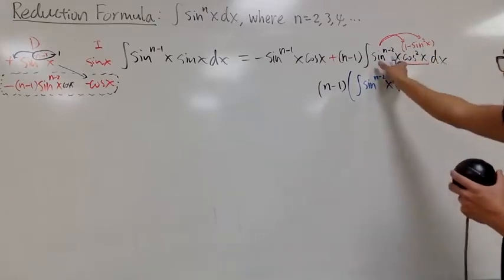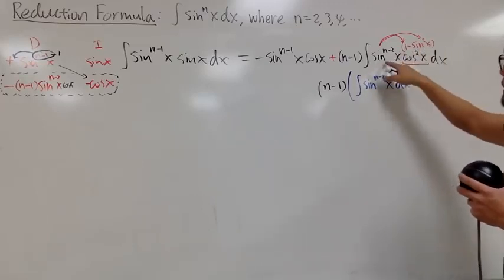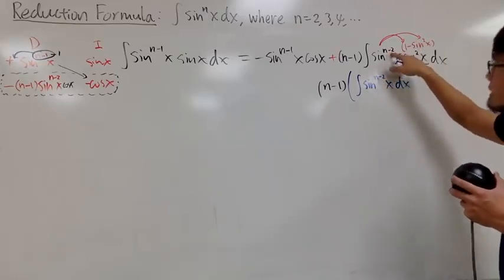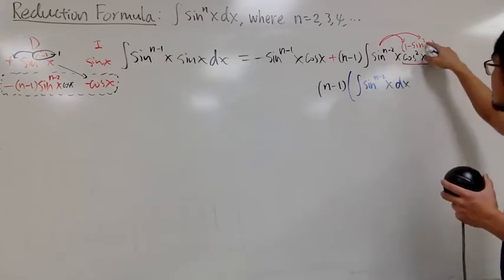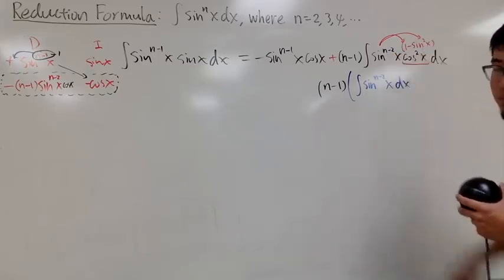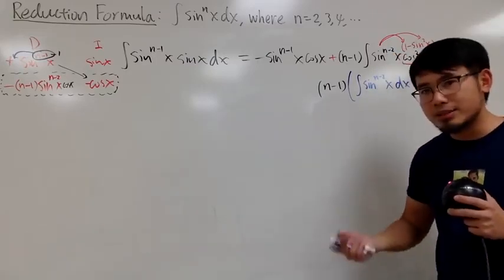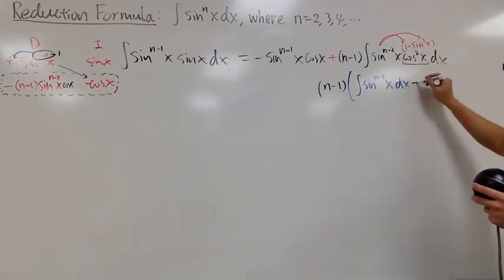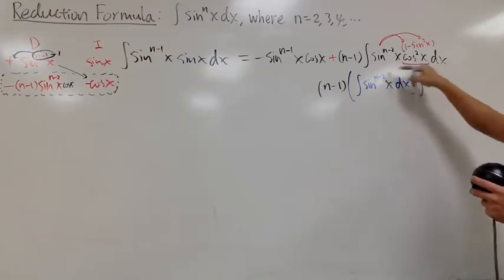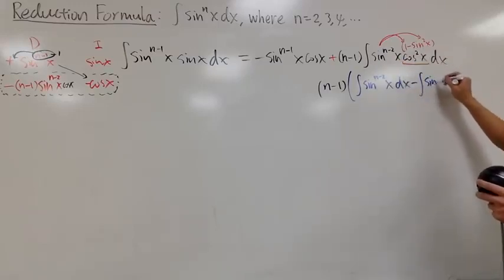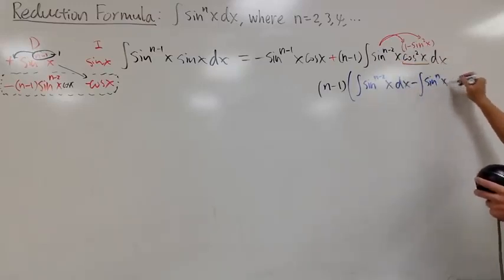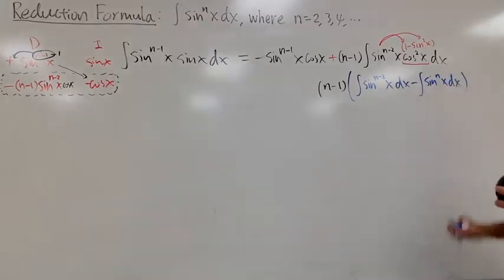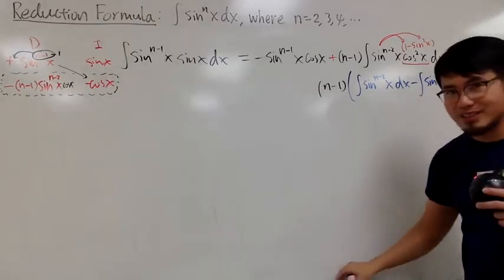Secondly, I have this times that. And as you can see, sine to the n minus 2 times sine to the second. When you add the powers, n minus 2 plus 2 is just n. That's very nice. This is a minus, I'll keep it. And then we have the integral, and again, we end up with sine to the nth power x dx, like that, which is very, very nice.